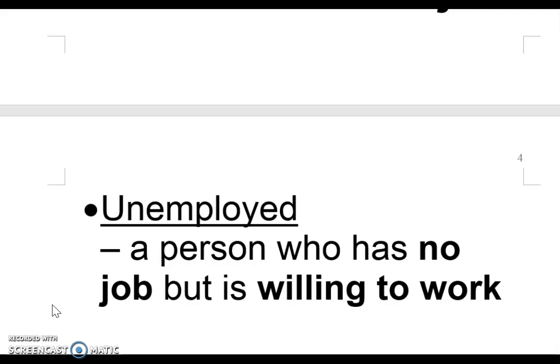Now, usually in our daily life, whoever doesn't have a job counts as unemployed, isn't it? I mean, we say, oh, I'm unemployed. Yeah, I don't have a job, right? The Bureau of Labor Statistics has a more strict definition. As long as this person doesn't have a job but is willing to work, that counts as unemployed.